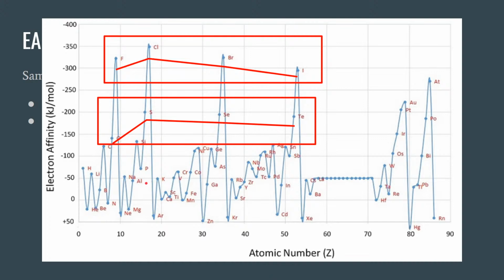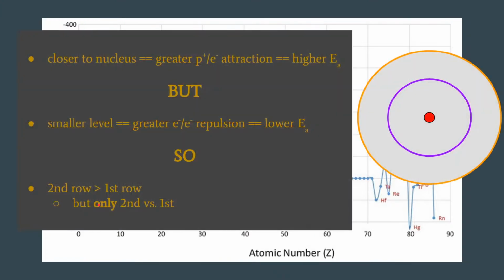And the reason is because of crowding. Things get crowded. We're looking at two different things. When you go down a row, you're going out an energy level. So that is why we have the trend in the first place. Going further from the nucleus means you're getting less attraction between the proton and electron, so you're getting less electron affinity. So this here represents the valence shell for our first row. This represents the valence shell for our second row. So we would expect a higher electron affinity here.